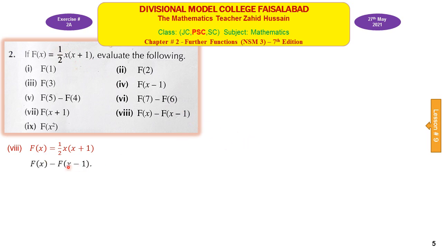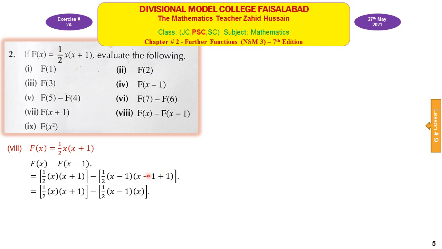So f of x minus 1 will be equal to this function as it is, f of x minus, replace x with x minus 1. This x is replaced with x minus 1 and x minus 1 plus 1. This plus 1 is cancelled with this minus 1. So we get 1 over 2x into x plus 1 minus 1 over 2 into x minus 1 into x.